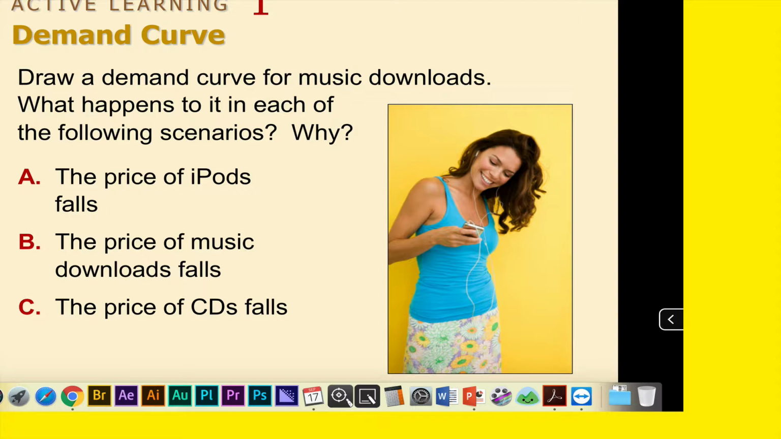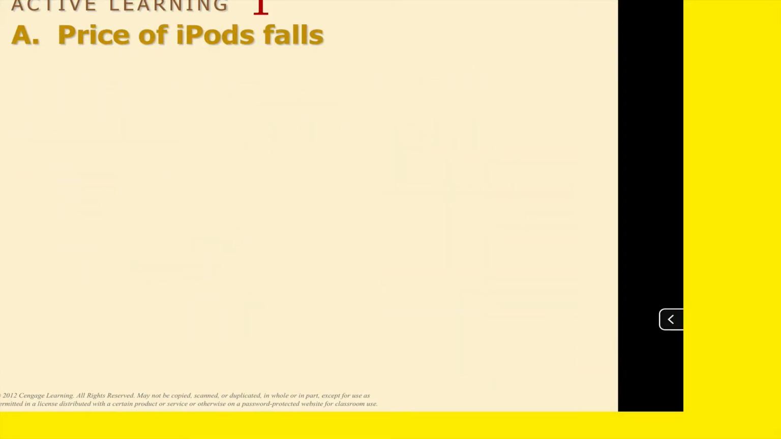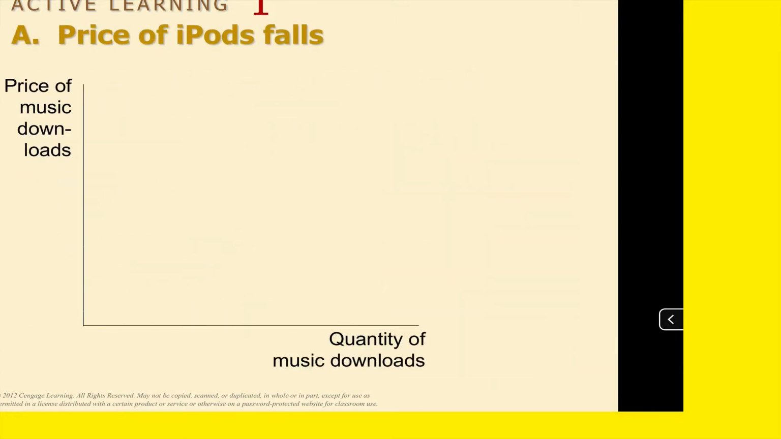So demand for music downloads, that's what you're going to be graphing. You're going to consider your demand for music downloads when the price of iPods falls, when the price of music downloads falls, and when the price of CDs falls. All right, the price of iPods falls.